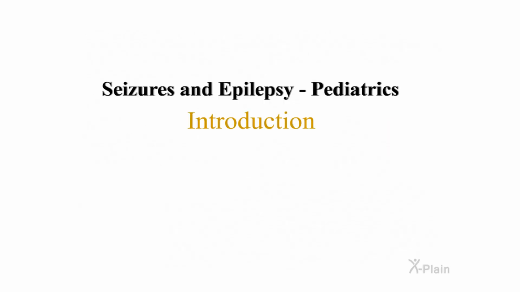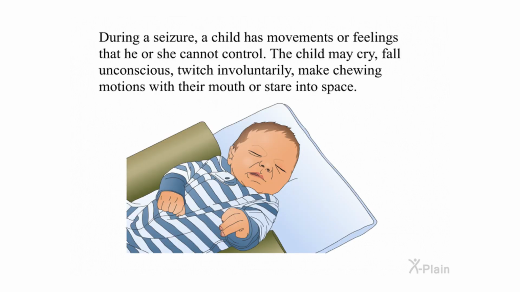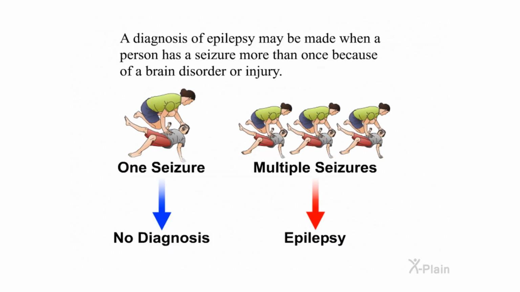Seizures and Epilepsy. Pediatrics. Introduction. During a seizure, a child has movements or feelings that he or she cannot control. The child may cry, fall unconscious, twitch involuntarily, make chewing motions with their mouth, or stare into space. A diagnosis of epilepsy may be made when a person has a seizure more than once because of a brain disorder or injury.